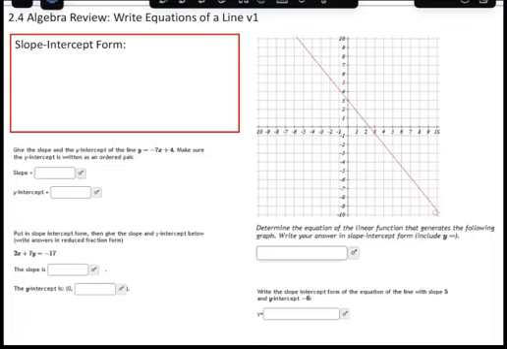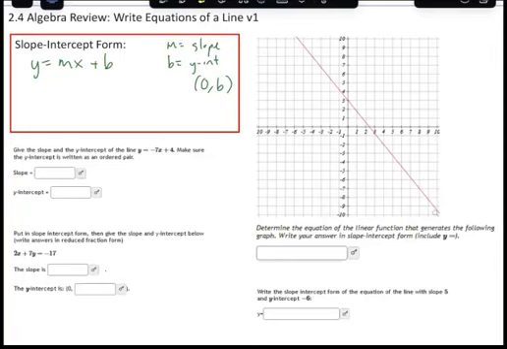Point slope really is a little more efficient in this case if you want to do it that way. But here is slope intercept form. Slope intercept form is y equals mx plus b. Again, m is your slope, b is your y-intercept. It means it's the value on your graph when x is 0. It's whatever the corresponding value is.